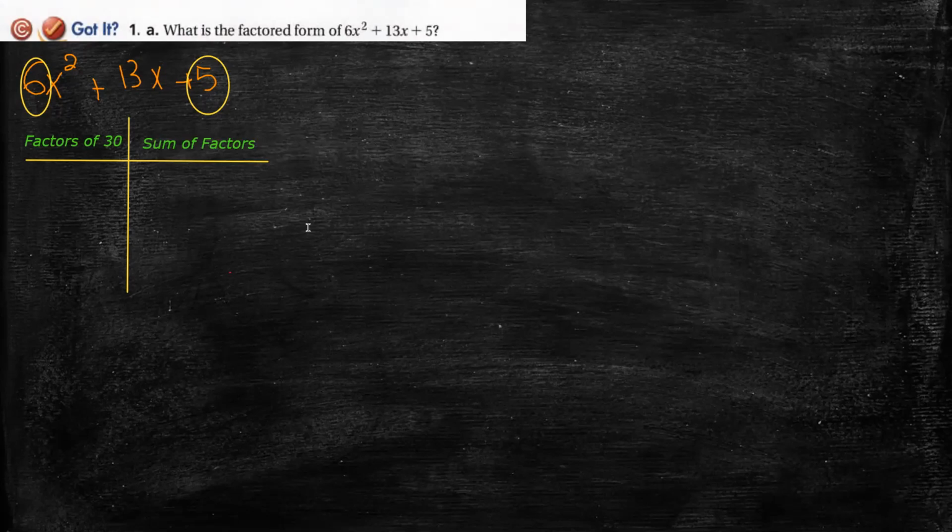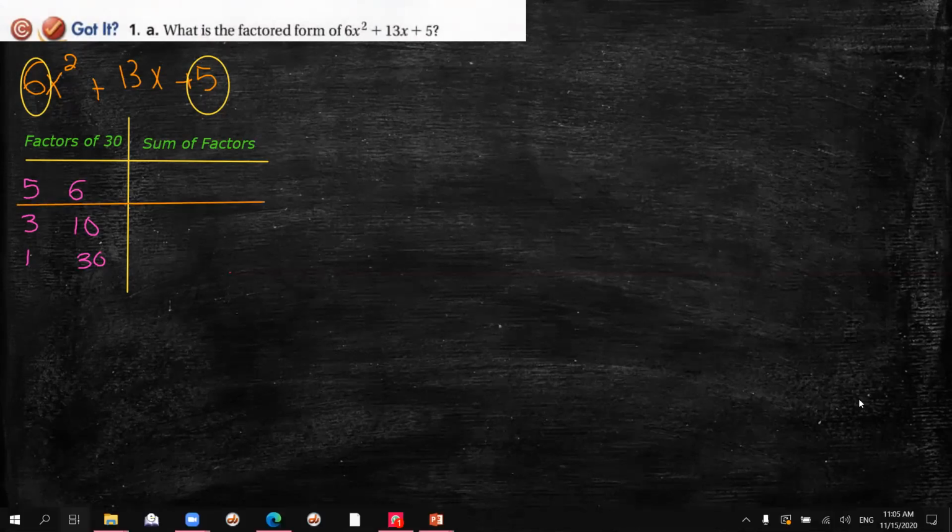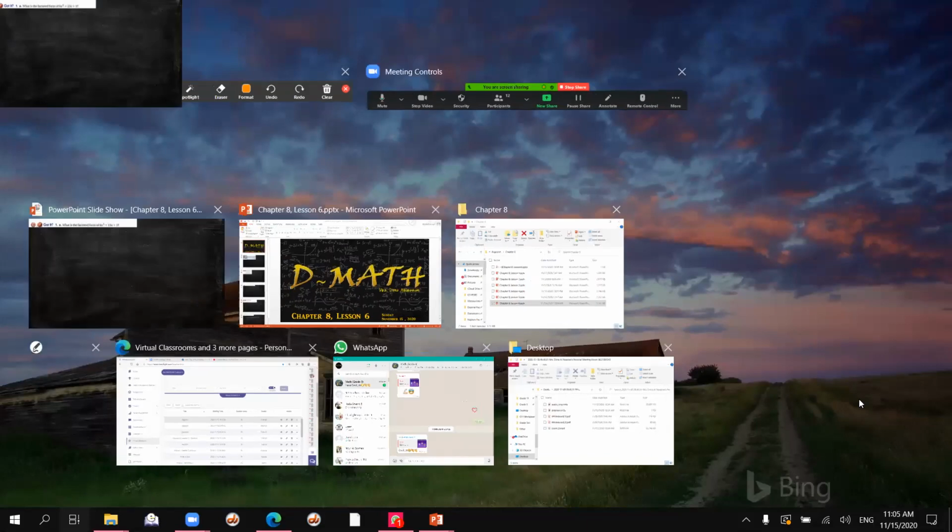Then after that, let's now write all the factors of 30. They are 5 and 6, 3 and 10, 1 and 30. Is it right? Yes, teacher, and 15 and 2. 15 and 2. Yes, also. Thank you.